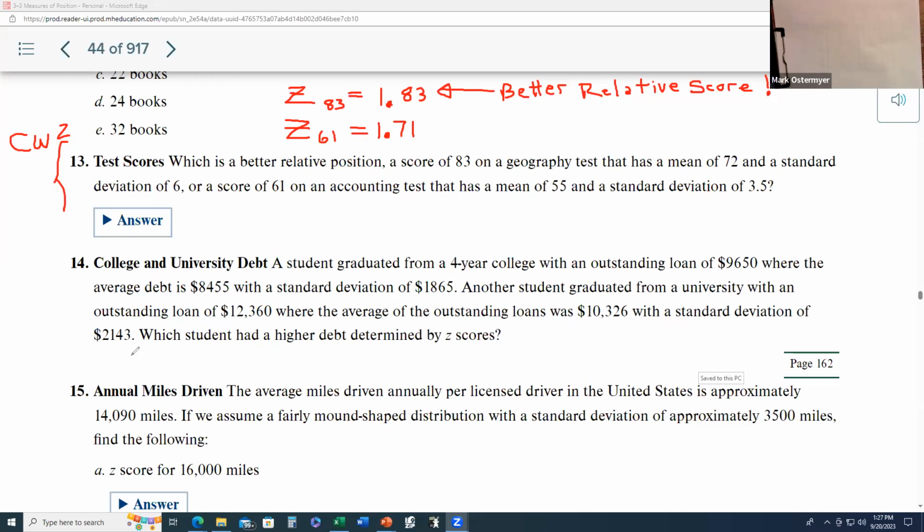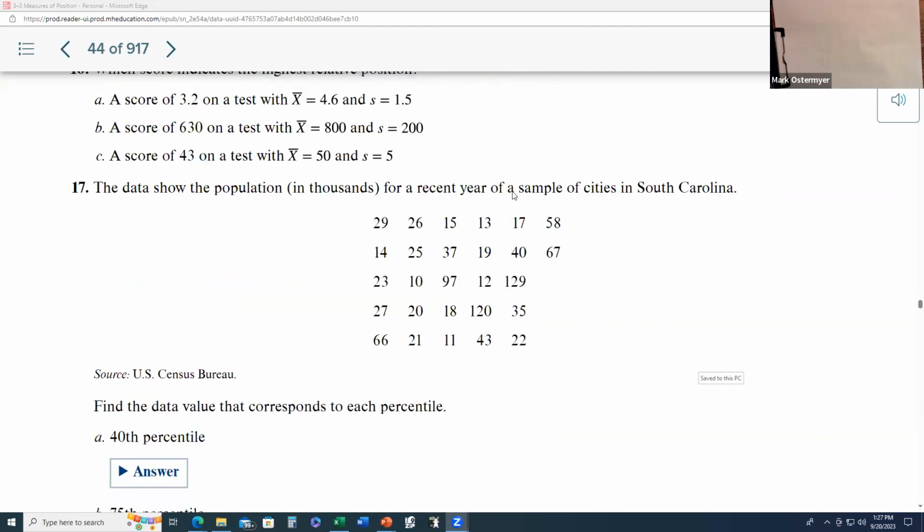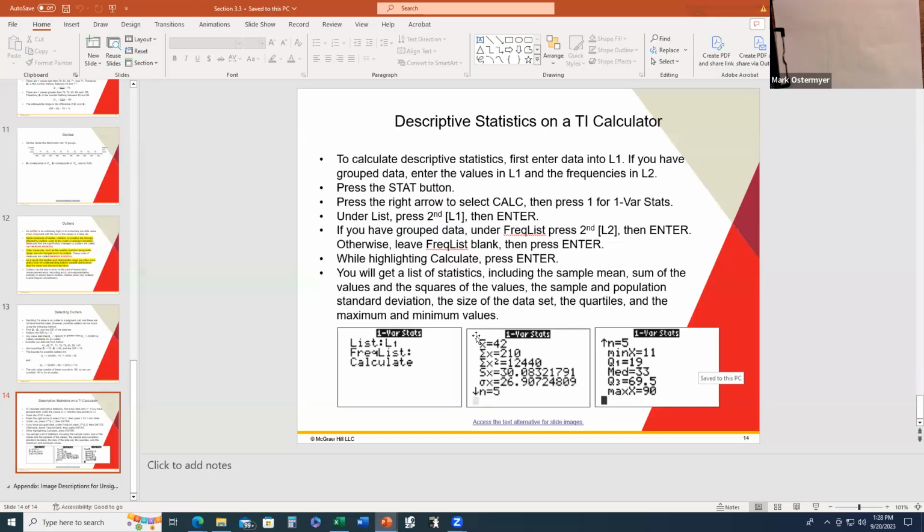All right. Now, problem number 17. They give us a data set. And ladies and gentlemen, they want us to find the data value that corresponds to each of the percentile values. In other words, for this data set, they want us to find the 40th percentile. What data value in this data set would be the 40th percentile? I got a question for you. Which formula do we use? Do you remember the formula?